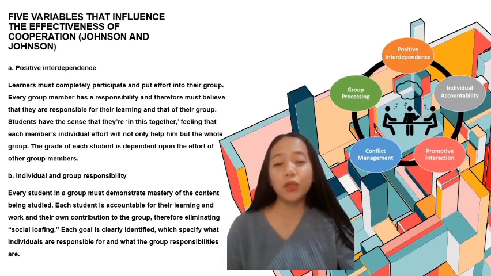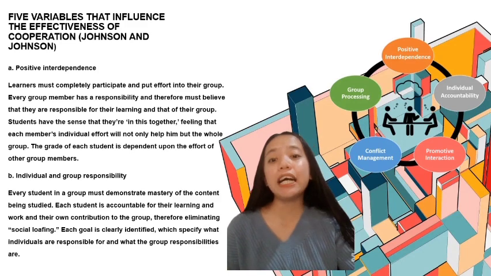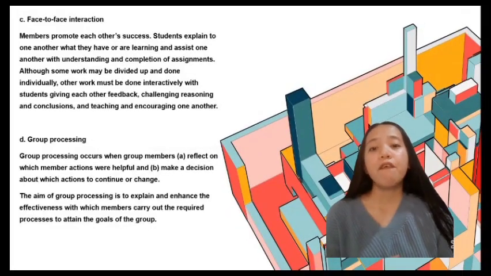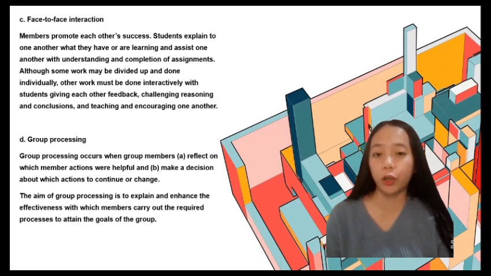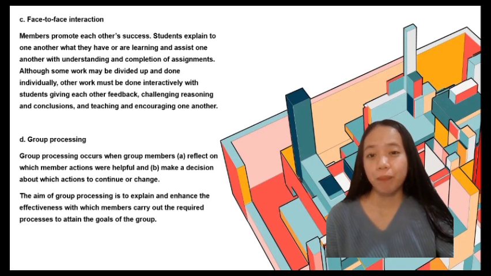A lesson's goals must be clear enough that students are able to measure whether the group is successful in achieving them and individual members are successful in achieving them as well. And the third is face-to-face interaction. Members promote each other's success.